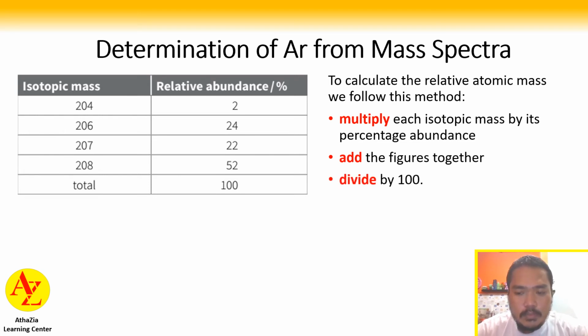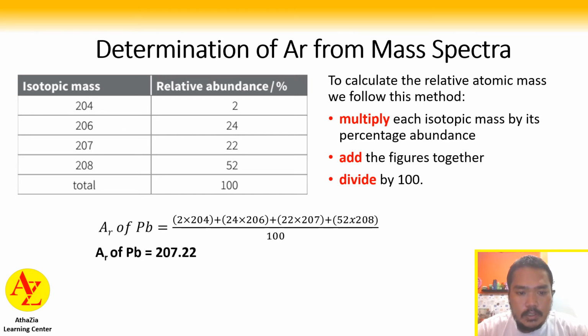So we assume that the mass of the isotopes is in 100 grams. This is the formula. So Ar of Pb, or lead, based on the data, we multiply the abundance with each isotopic mass, then add them together and divide by 100. The result is Ar of Pb is 207.22.